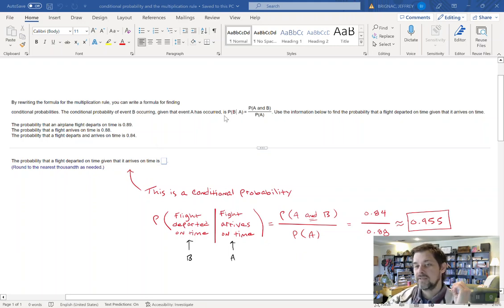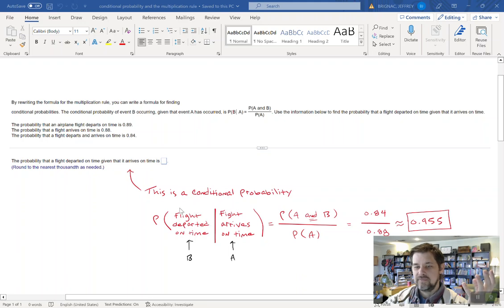Remember how I read this? This says the probability that B happens given that A already happened. So I'm going to translate this question. I'm going to write it this way, okay? I want to know the probability that a flight will depart on time given that it has arrived on time, okay? All right, now I've got a formula that will calculate that for me. That's this part, okay?